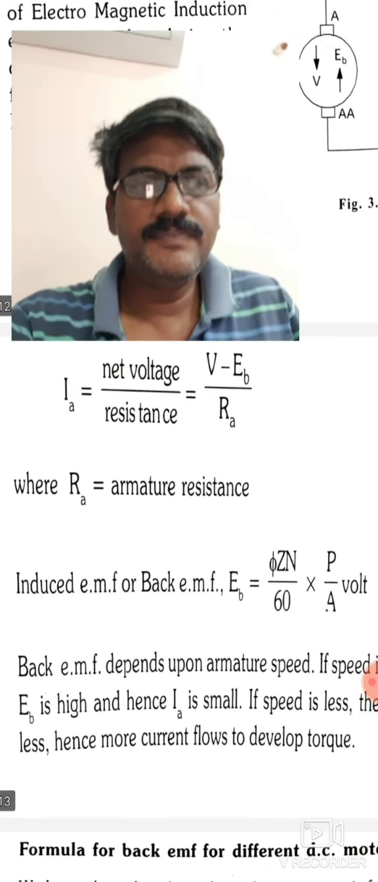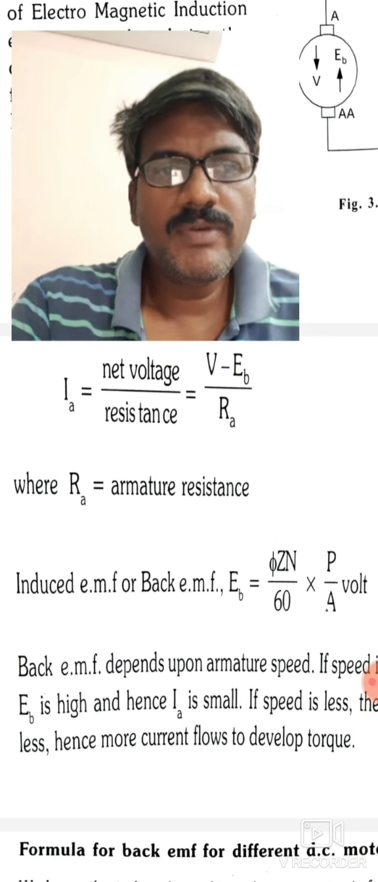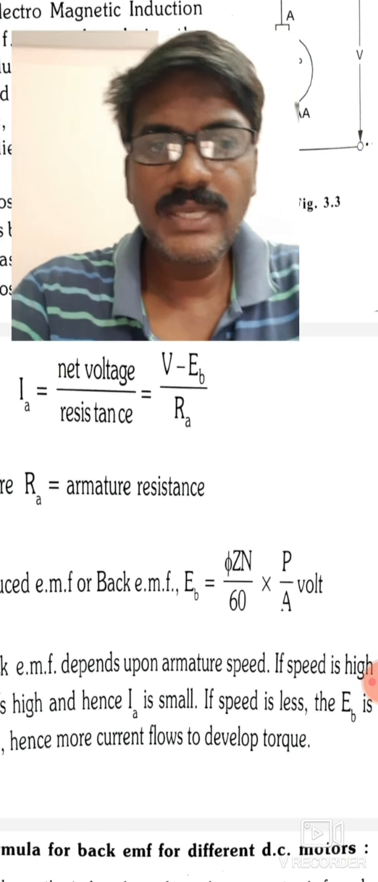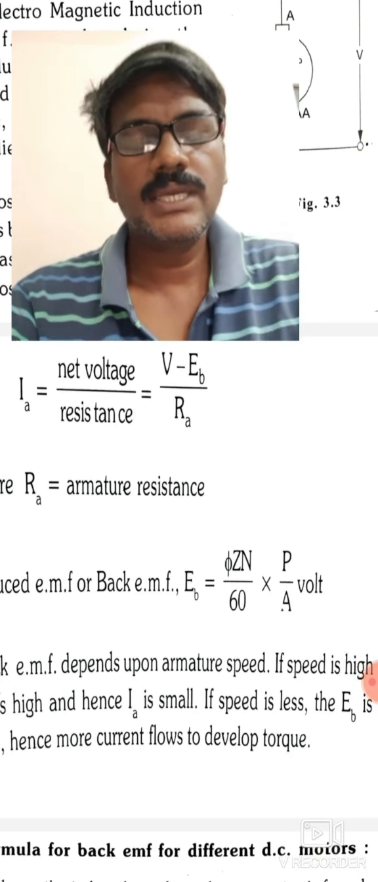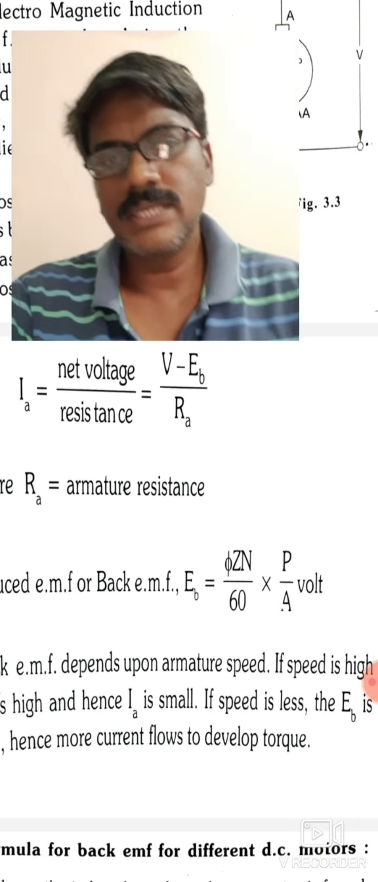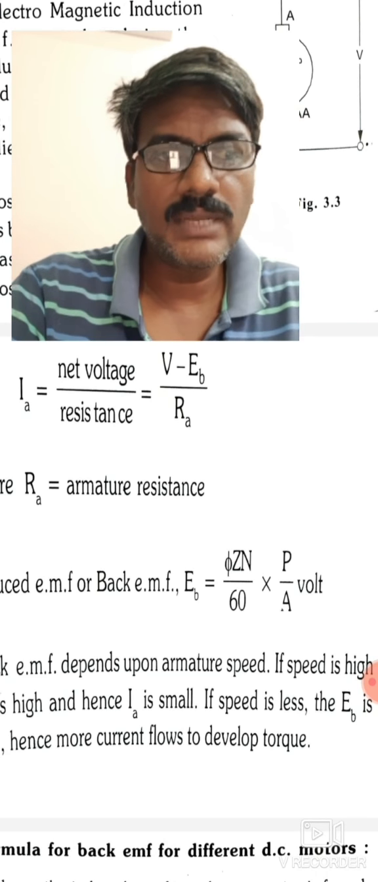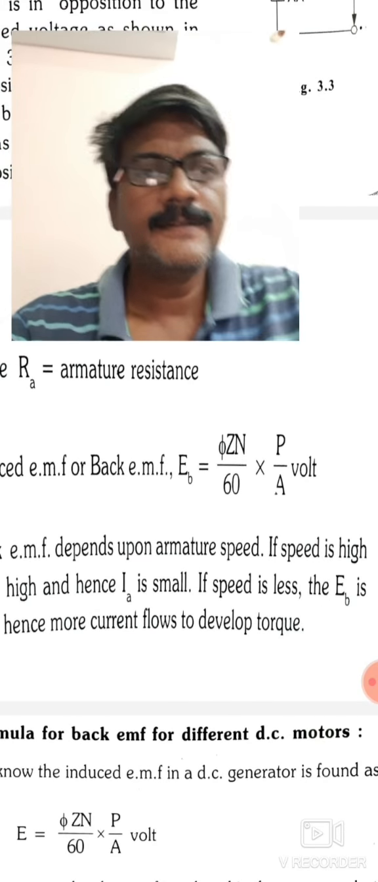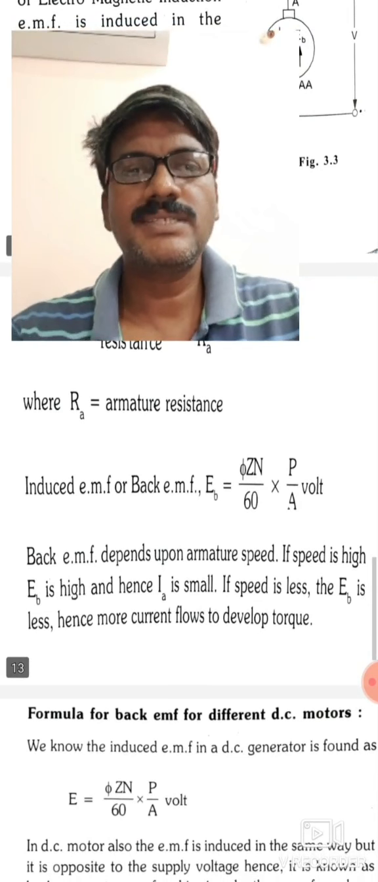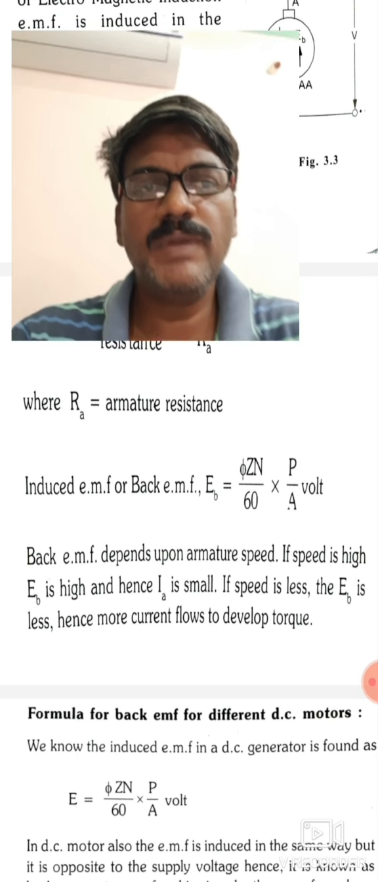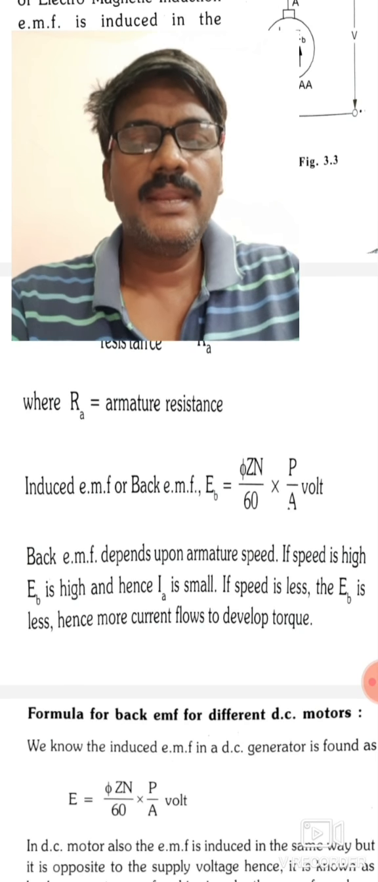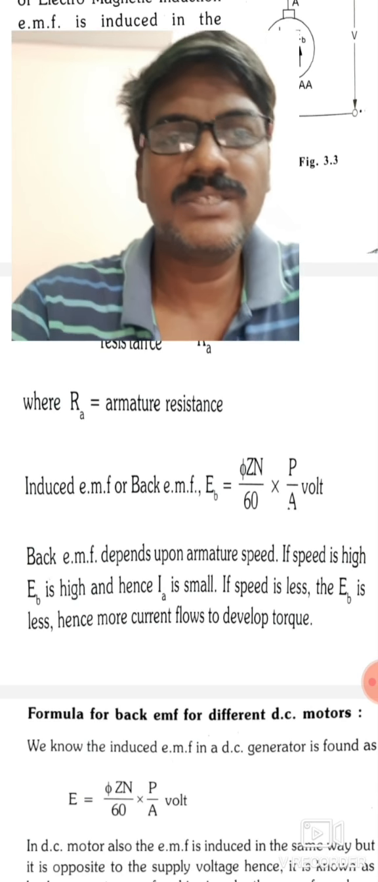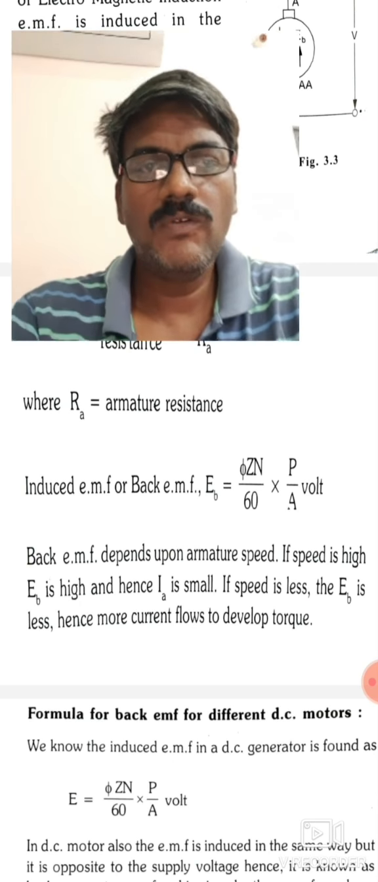Again, the formula for back EMF is EB is equal to phi Z N by 60 into P by A, where phi is the flux, Z is the number of conductors, N is the speed, and P by A, P is the number of poles and A the number of parallel paths. This back EMF depends upon armature speed. If speed is high, back EMF is high, and hence IA is small. If speed is less, EB is less, and hence more current flows to develop a torque.